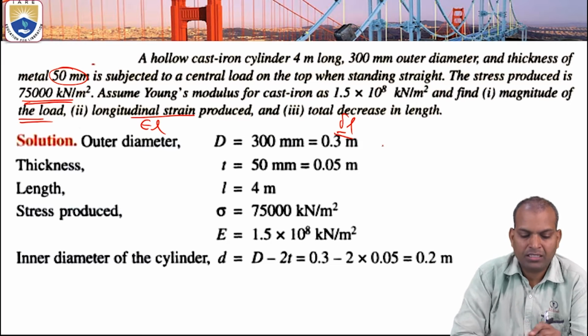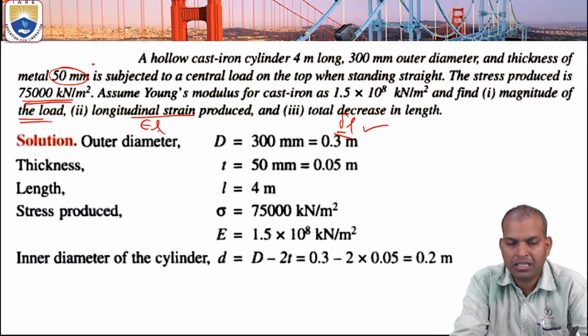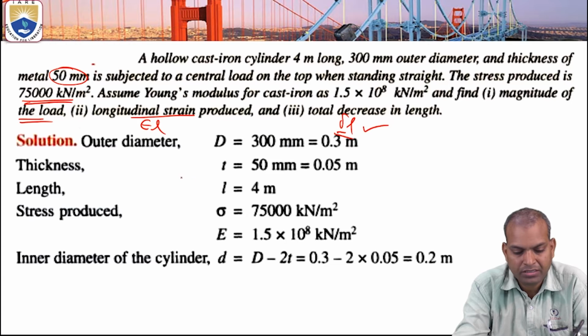We want the decrease in length. If we know the strain, longitudinal strain equals delta L by L, so from that delta L can be calculated. And first, the magnitude of the load. What is the load which is acted to obtain the stress?